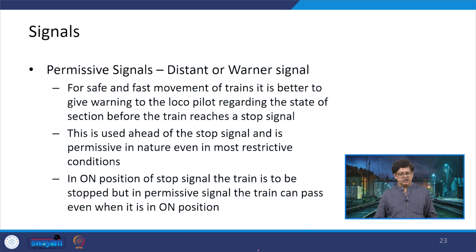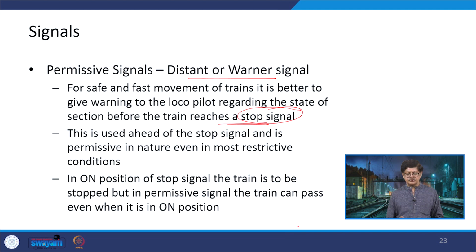Now, let us talk about the permissive signals. These permissive signals are distant or Warner signals. They are used for the fast and the safe movement of the trains, and for that the warning needs to be given to the locomotive regarding the conditions which are there on the section in which the train is going to move, and that information should be available before a condition arises where the train has to be stopped or it is approaching a stop signal.